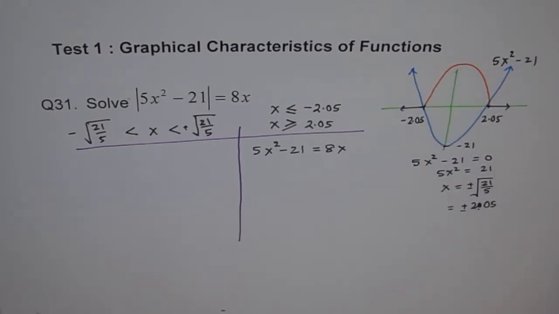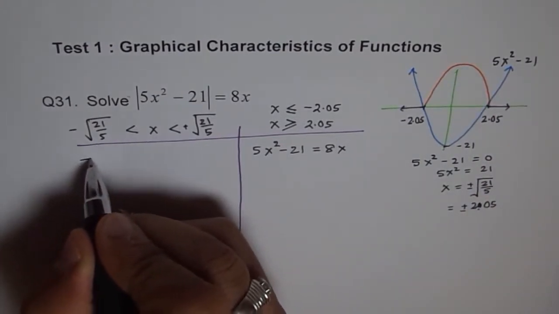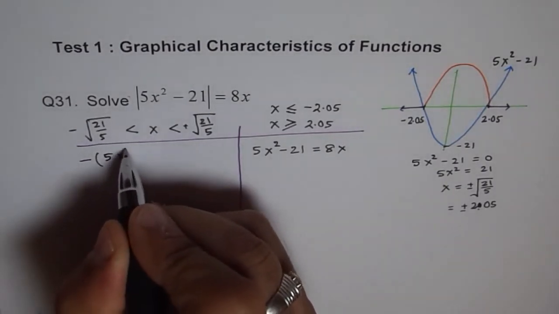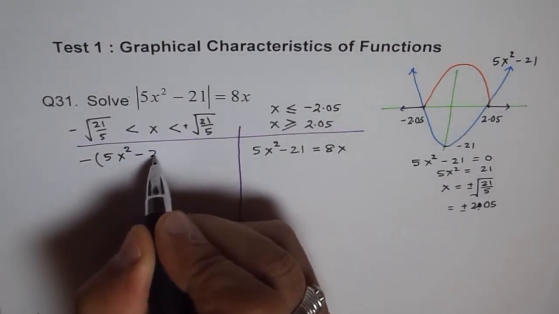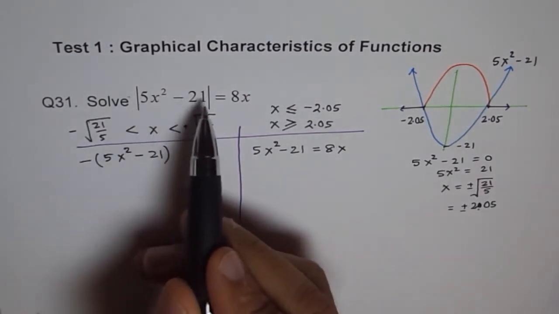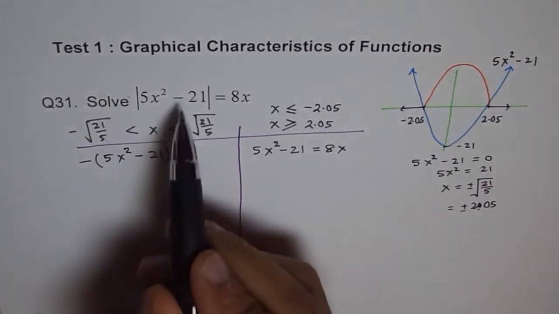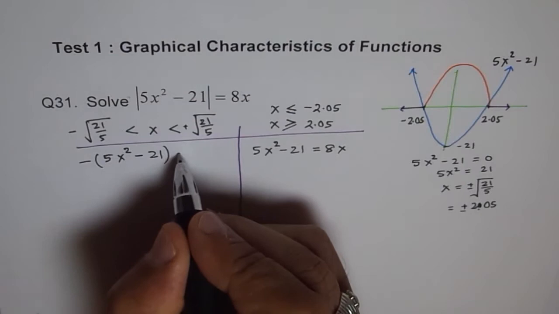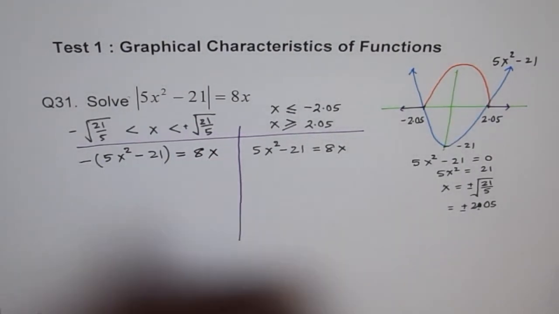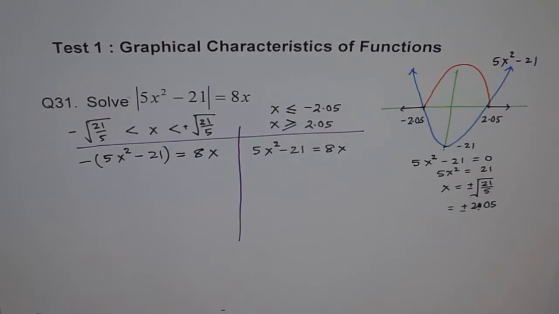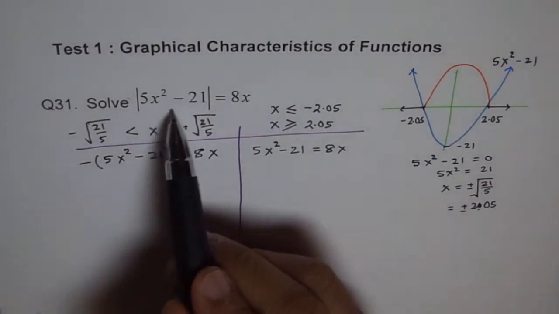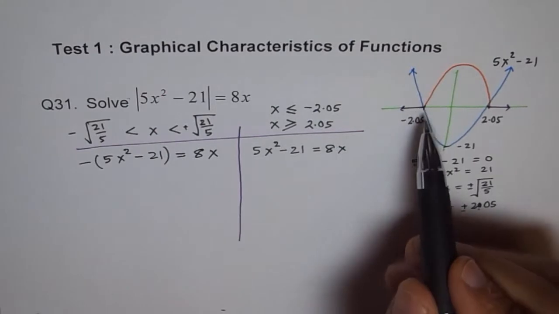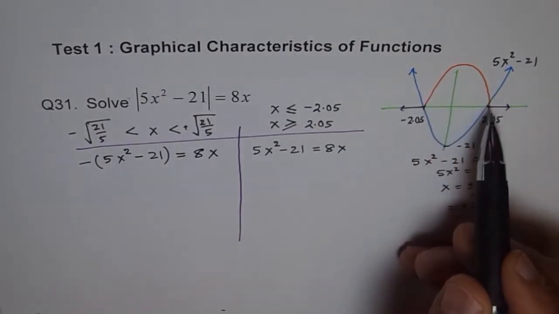So in that case, our function will be negative of 5x squared minus 21, right? Now since the absolute value of this is the negative of this, I can replace the absolute part in this equation with this and then equate it to 8x. Do you understand? So basically, as you know, absolute function is a piecewise function, and the pieces are joined together at a point where this value is 0. In this case, there are three pieces altogether, correct?